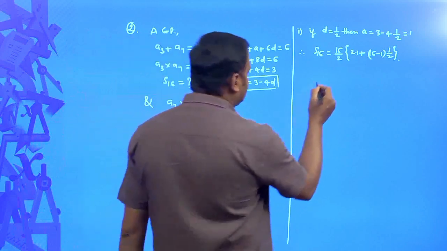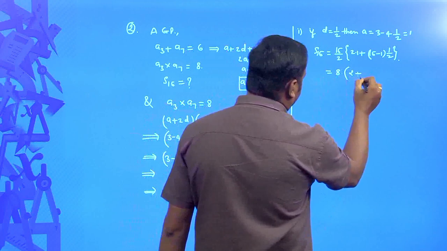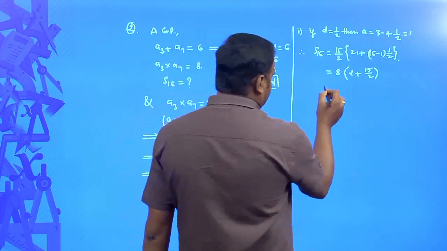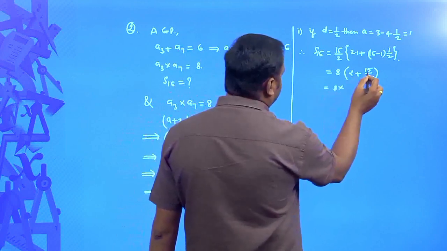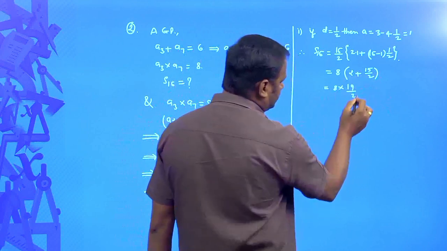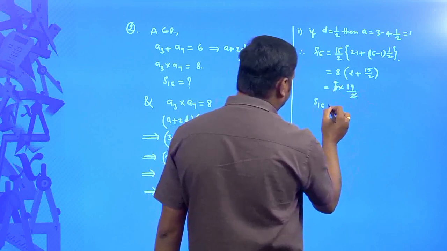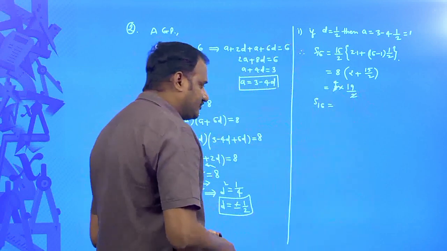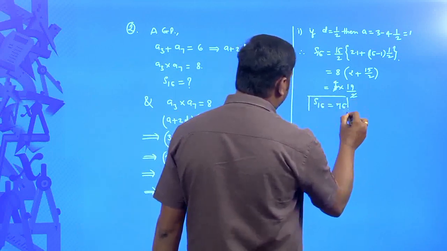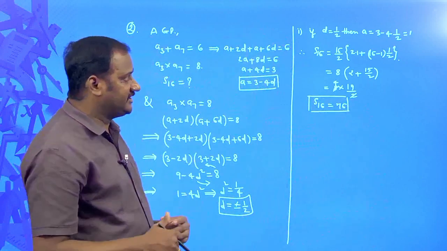So, when you simplify this, 16 by 2 is equal to 8 times 2 into 1 is equal to 2 plus 16 minus 1 equal to 15 divided by 2. Got it? So, this is equal to 8 into 2 plus 15 by 2, 2 2s are 4, 4 plus 15 is equal to 19 divided by 2. So, 2 4s are 8, then the value of S16 in this particular case is going to be 19 4s, how much? 76. So, this is the sum of first 16 terms of the arithmetic progression when the value of d is 1 by 2 and the value of a is equal to 1.